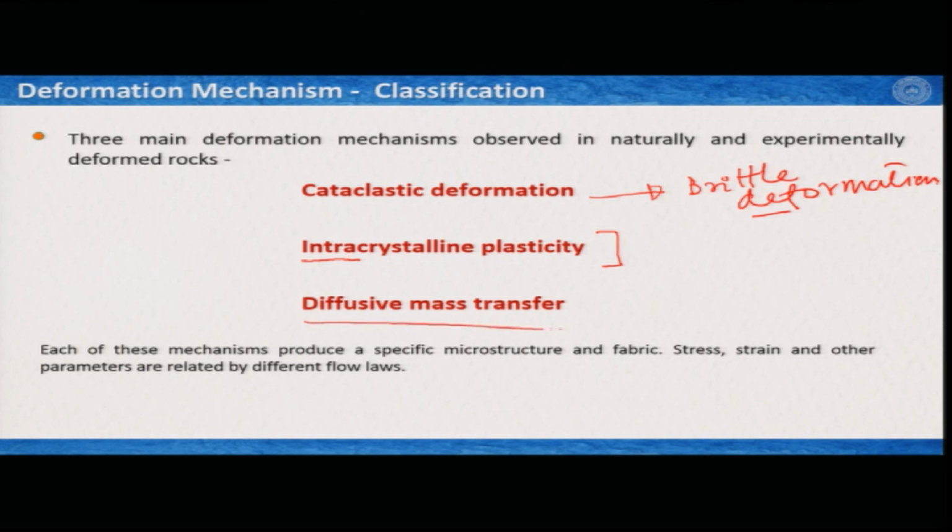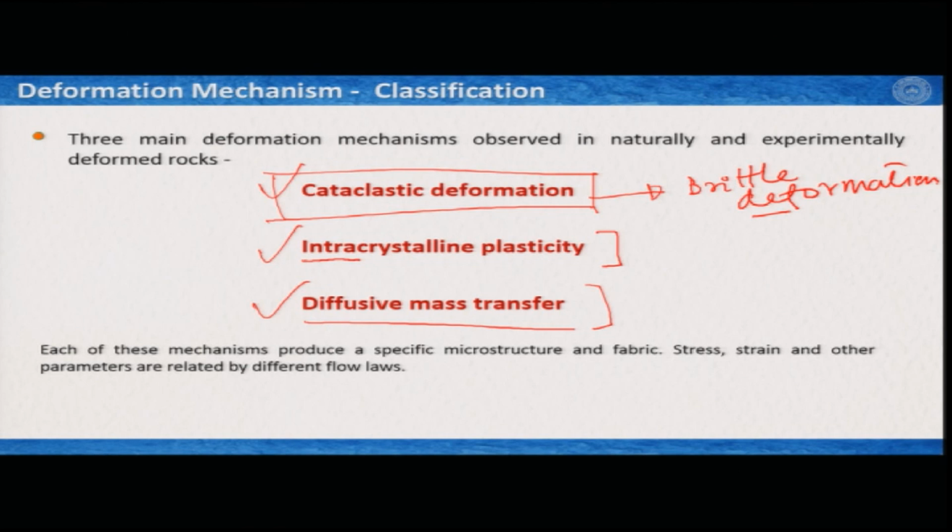And then of course, diffusion is one of the very important processes of deformation, and we will learn about it in our lecture number 14.3. Today we will mostly focus on cataclastic deformation. As I said in the previous slide, each of these, be it cataclastic, intracrystalline, or diffusive mass transfer, has characteristic microstructures for each and every process.